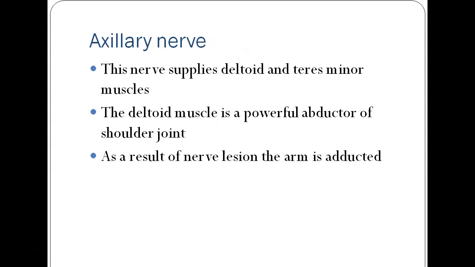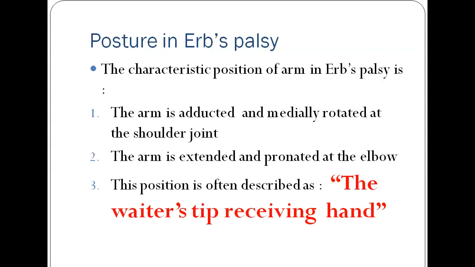Axillary nerve. This nerve supplies deltoid and teres minor muscles. Deltoid is a powerful abductor of shoulder joint. As a result of nerve lesion in Erb's palsy, the arm is adducted. So the characteristic posture or the position of arm in Erb's palsy is the arm is adducted and medially rotated at the shoulder joint. The arm is extended and pronated at the elbow joint. This position is often described as a waiter's tip, or porter's tip, receiving hand.